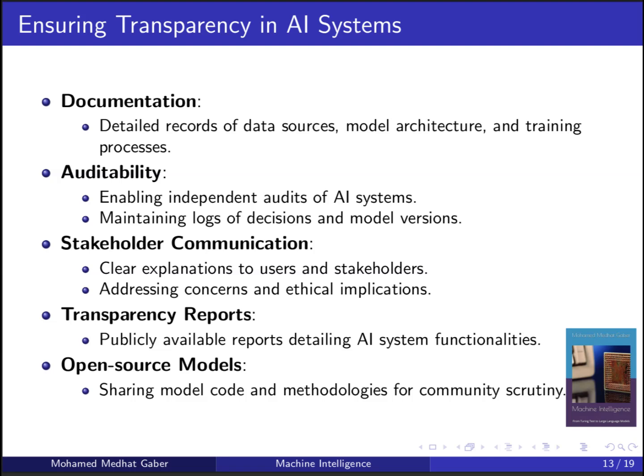Producing transparency reports is a proactive way to share information publicly about the AI system's functionalities, performance, and ethical considerations. These reports can include details about data collection, model behavior, bias mitigation efforts, and impact assessments. By making this information accessible, organizations demonstrate a commitment to openness and invite feedback from the broader community.